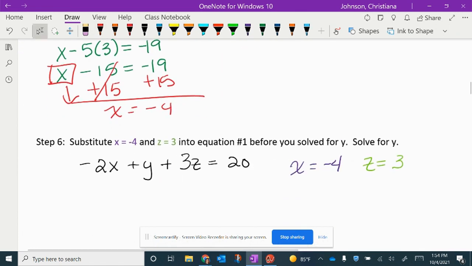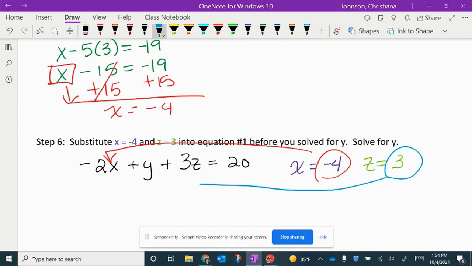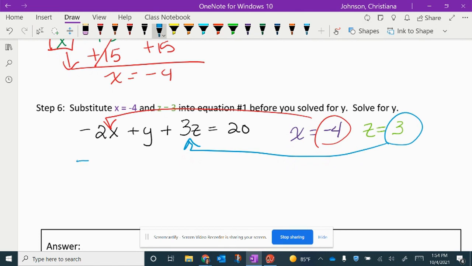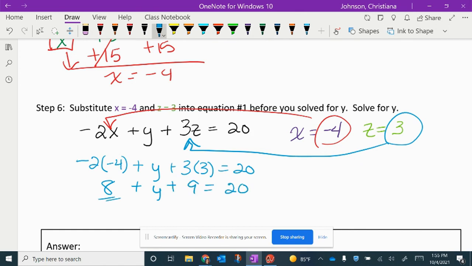Now we take both of those numbers and we're going to plug them into where they belong in one of the original equations that was given to us. I think this is equation 1. So negative 2 times negative 4 plus y plus 3 times 3 equals 20. 8 plus y plus 9 is 20. 8 plus 9 is 17. Plus y is 20. So we're going to solve for y. Subtract off the 17. And we find y is 3.